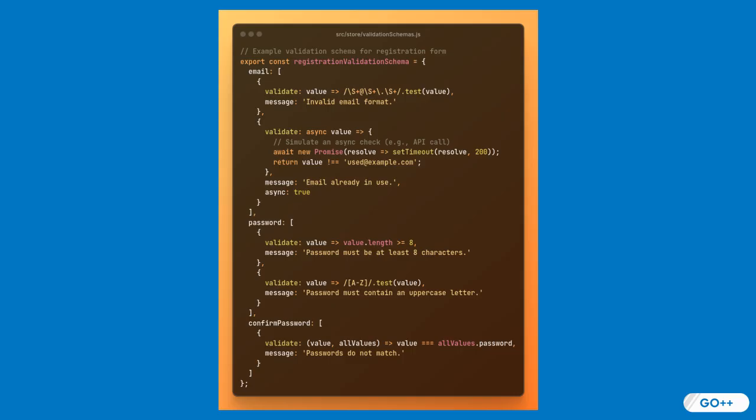This file defines the validation schemas for the registration form. Each field includes an array of validation rules, with both synchronous and asynchronous examples. This structure supports complex cross-field and async validation requirements typical in enterprise apps.